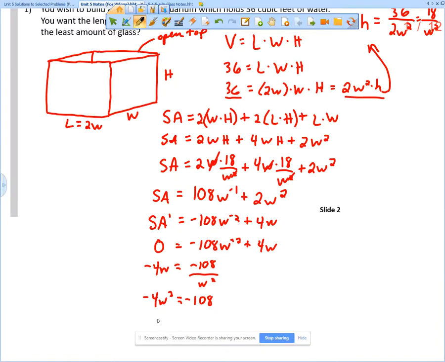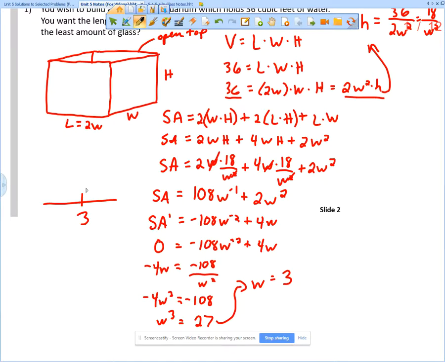So I divide by negative 4. W cubed equals negative 108 over negative 4. Obviously positive, and 108 divided by 4 is 27. Now I can cube root, and I get that W equals 3. That's great, but we have not answered the question or verified that this is in fact where a minimum occurs. So how would I figure out where the minimum occurs? Well, I would do a sign analysis on SA prime.